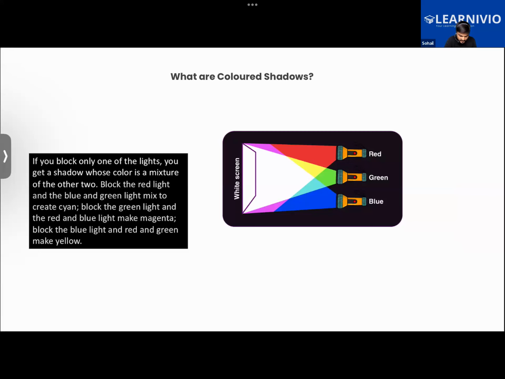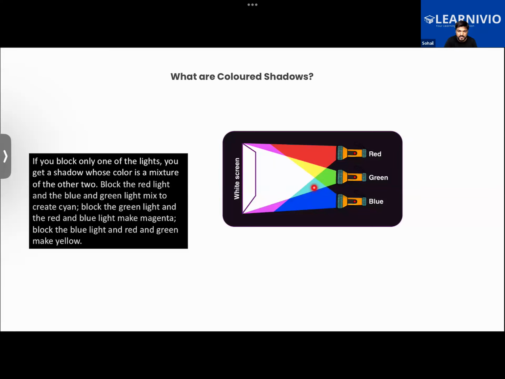You can see this here. It is evident. The green and the red light are coming together here, so the shadow formed here is yellow, isn't it? And here this color, cyan, is formed when the blue and the green light get together. Got this now?